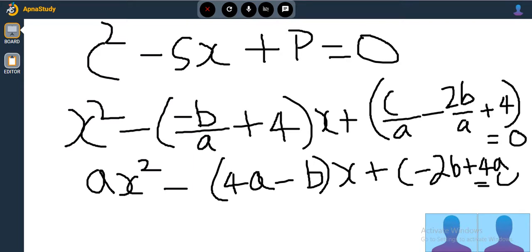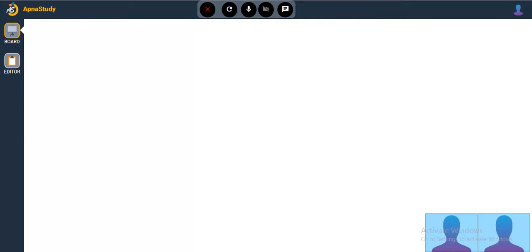So we wanted to find the equation whose roots are alpha plus 2 and beta plus 2, and that equation is ax squared minus (4a minus b) multiplied by x plus c minus 2b plus 4a is equal to 0. So this is method number 1 to do this question. We also have a method number 2 to do this question, which would be comparatively very simple. So let's try to do that as well. This method, we call it the method of transformation.